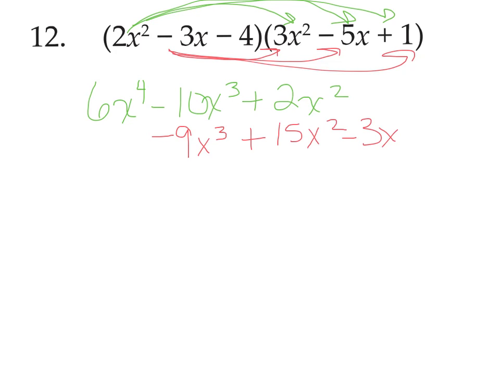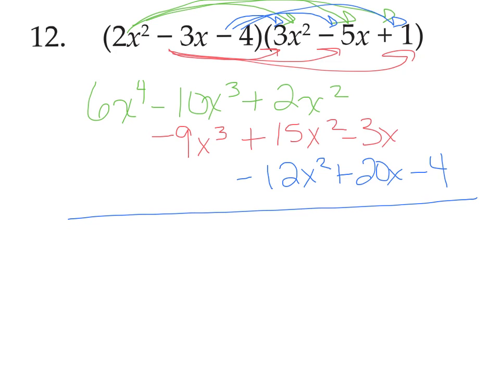We're distributing a negative 4 here at the end. Negative 4 times 3x is negative 12x squared. Negative 4 times negative 5x is positive 20x. Negative 4 times 1 is negative 4. And we're ready to combine like terms.